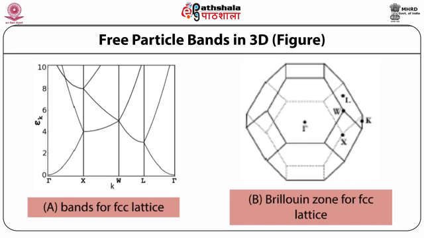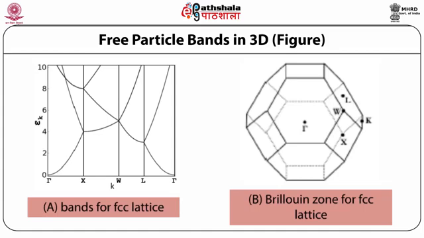So the left hand side figure, that is figure A, is a plot of epsilon k, that is the energy, as a function of the k vector, while on the right hand side we have the Brillouin zone for the FCC lattice. We will describe, from the previous slide, slide 23, what this gamma, M, R and X denote in the subsequent slides.